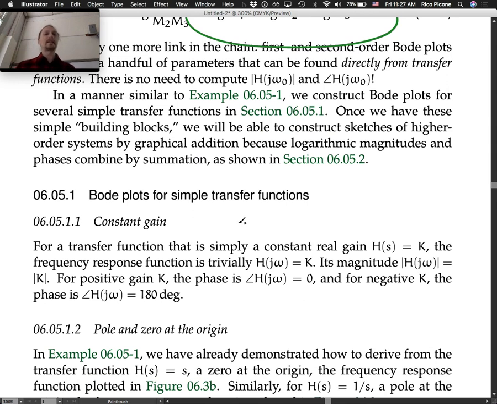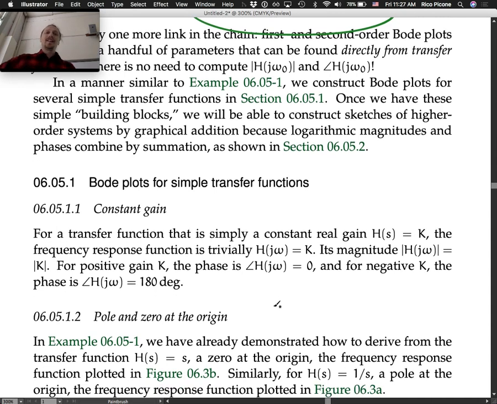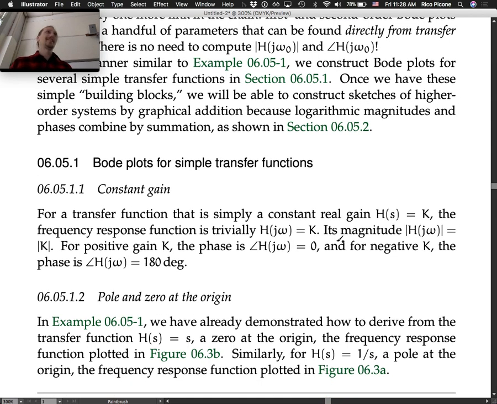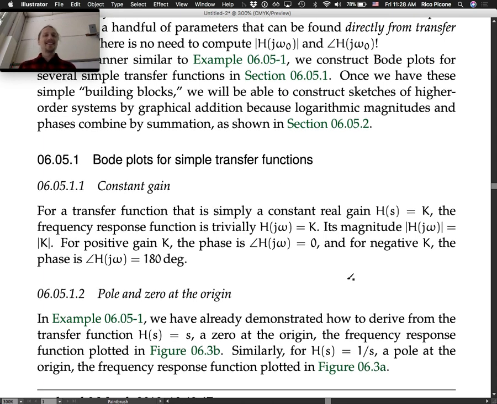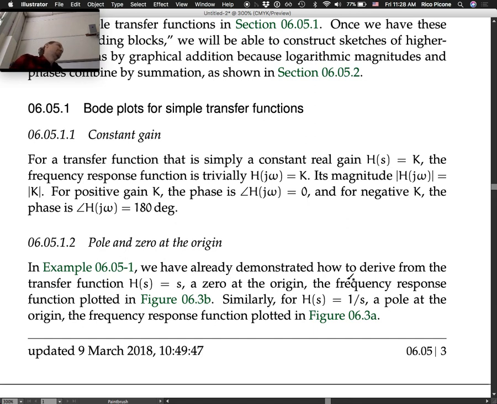For a transfer function that is simply a constant gain, H of s equals K, the frequency response function is trivially H of j omega equals K. If you plug s equals j omega into a function that doesn't have s in it, not a lot happens. Its magnitude is just the magnitude of K. For positive gain K, the phase is 0. And for negative K, the phase is 180 degrees. Not too bad.